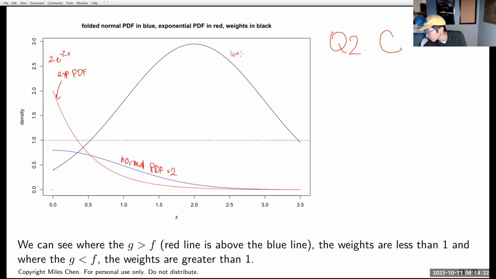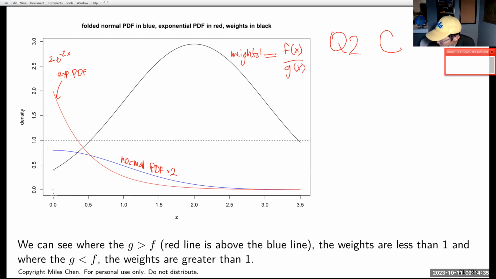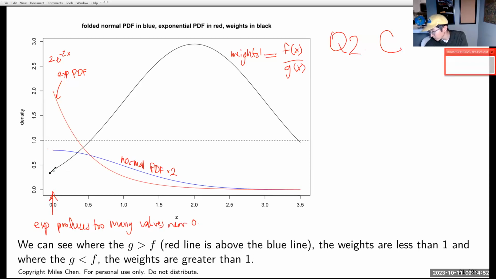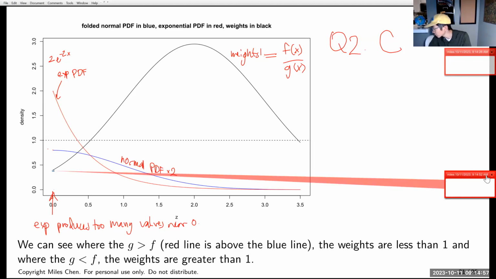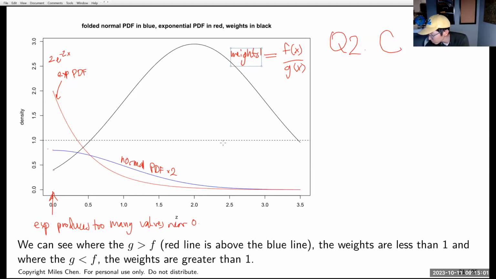Okay, so these are the weights, which is, the weights are equal to f of x divided by g of x. And so for locations around 0, the exponential produces too many values close to 0, so they get weighted less, okay? Whereas the exponential distribution doesn't produce enough values around 1.0, or 2.0, really. So here it dips below, between here, here and here, okay? It doesn't produce enough, and so those values are weighted more heavily.